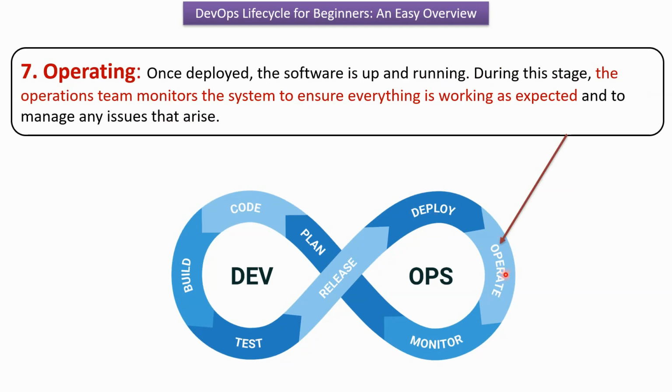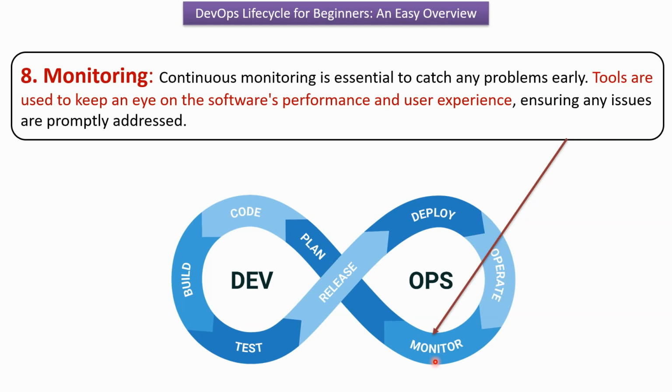The seventh step is operating. Once deployed, the software is up and running. During this stage, the operation team monitors the system to ensure everything is working as expected and to manage any issues that arise. Eighth step is monitoring.